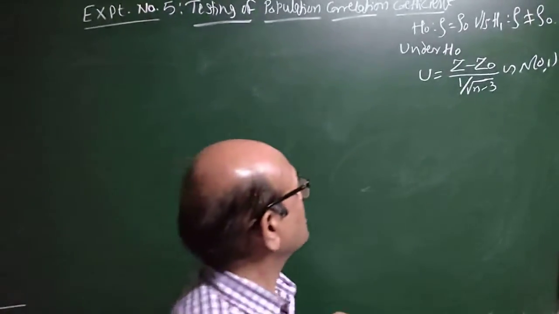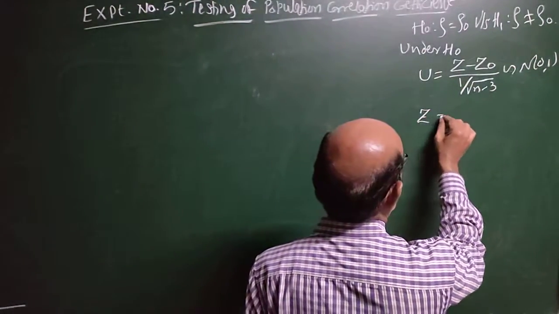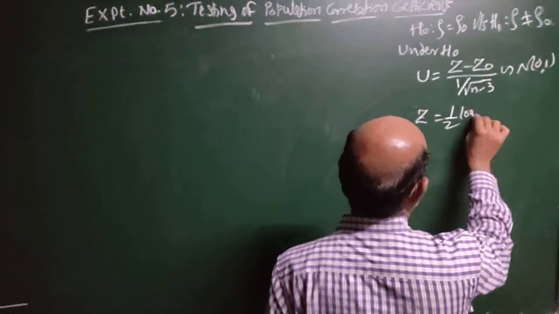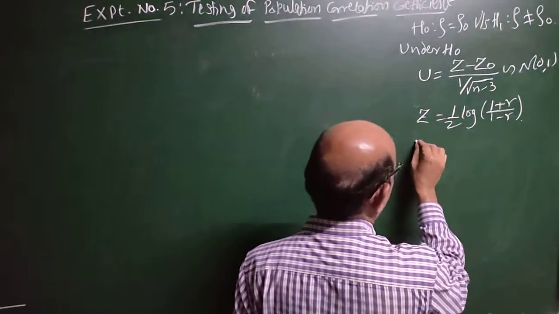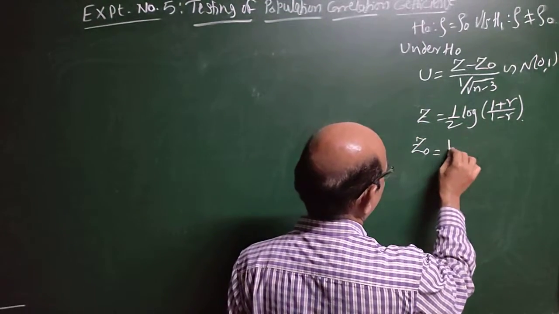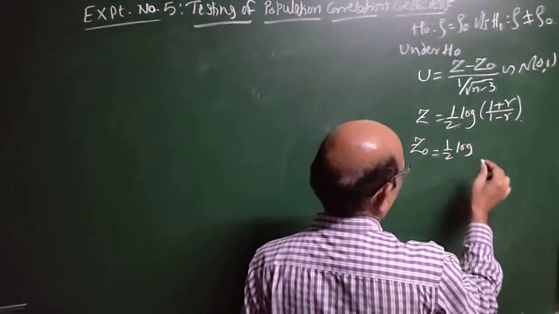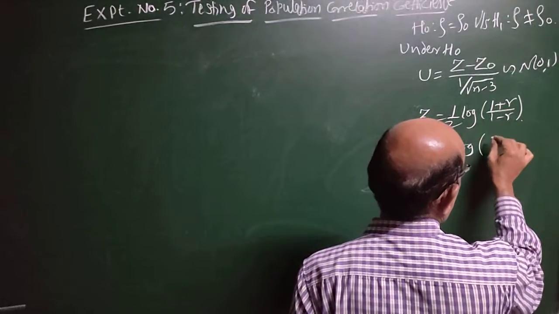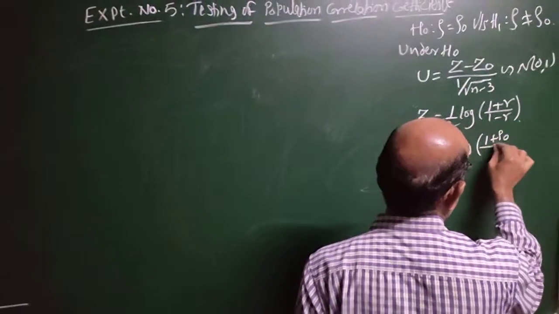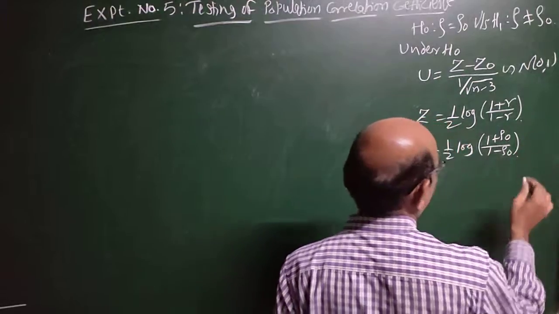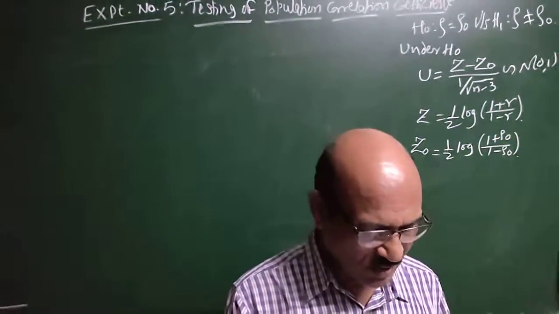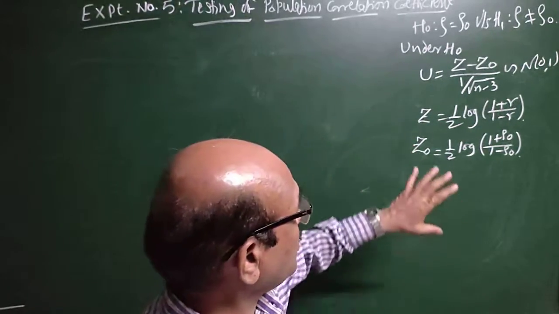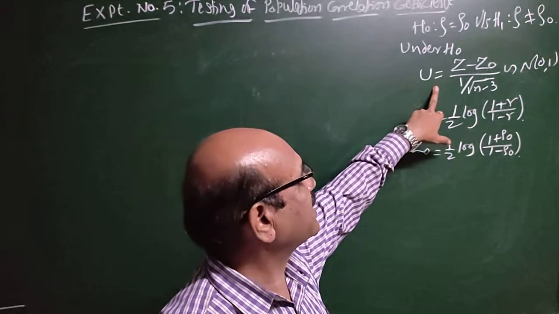Now what is your Z? Z is equal to half into log of 1 plus R divided by 1 minus R. And what will be Z naught? Z naught will be for the population, that is rho equal to rho naught, therefore half log of 1 plus rho naught divided by 1 minus rho naught. So this is the Z and Z naught, and n is the sample size.